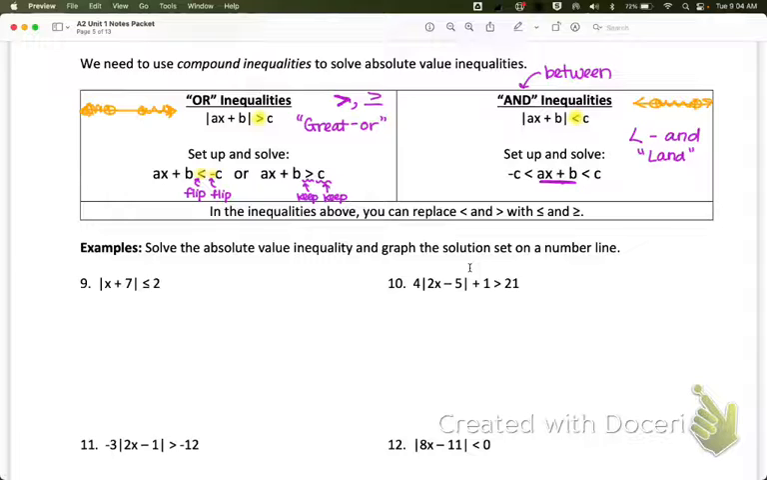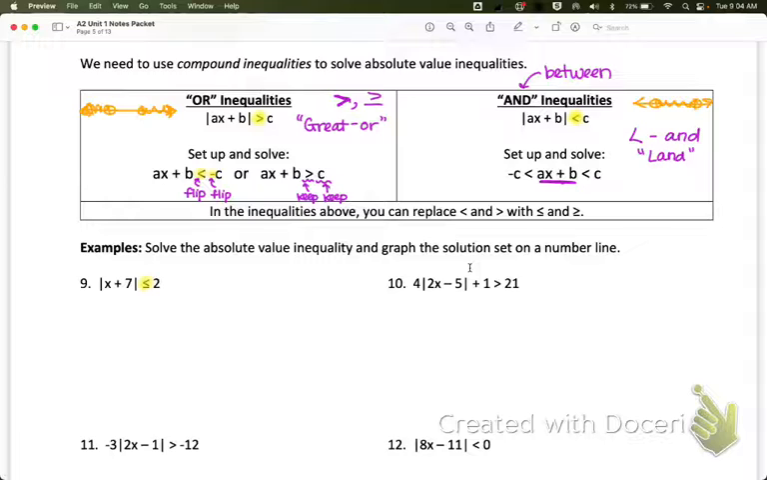So let's look at a couple of examples. On number 9, I have the absolute value of x plus 7 is less than or equal to 2. And so the first question is, is the absolute value by itself? And in this case, yes. So we're ready to make some decisions. The first thing I'm going to look at is the symbol.